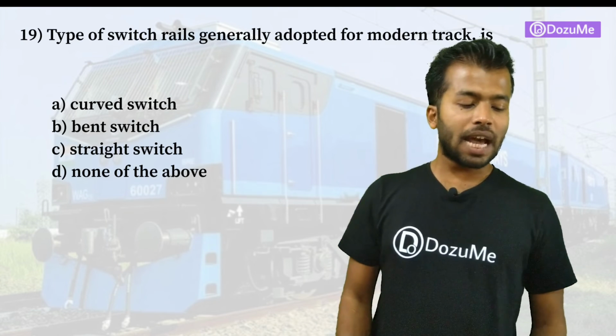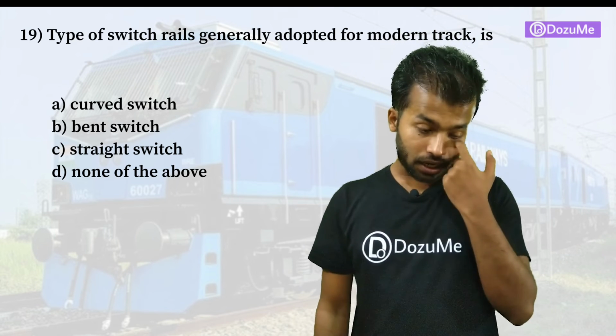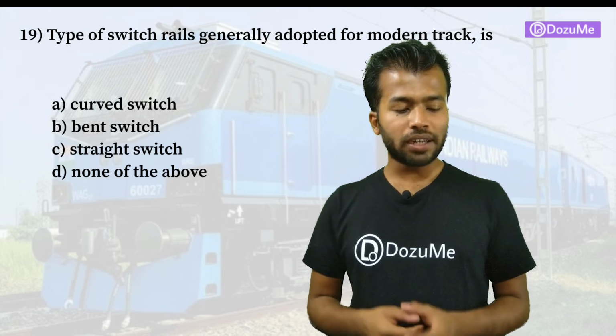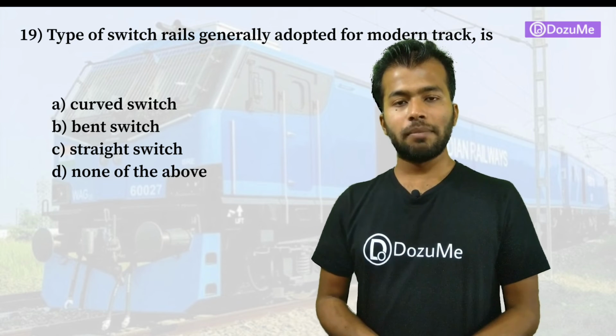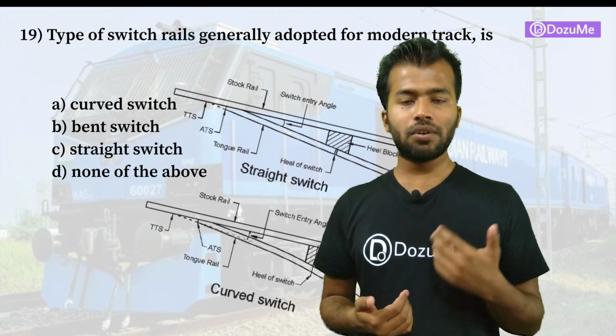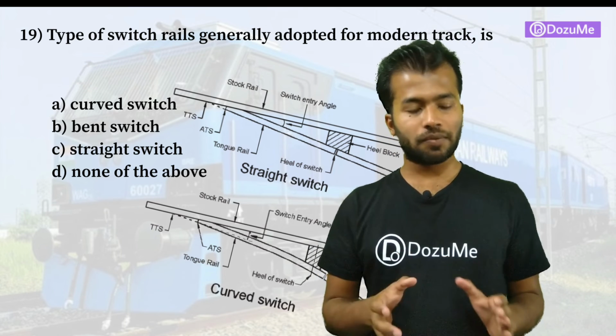Question number 19. The type of switch rails generally adopted for modern track is: curved switch, bent switch, straight switch, or none of these. What kind of switch is basically adopted in modern track? If you know the answer, comment it. In modern days we go for option A, curved switch. We will use the curved switch.